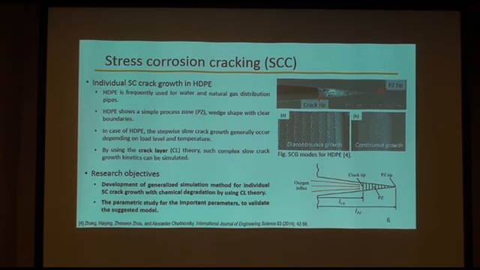And in case of high-density polyethylene, there are several slow crack growth modes, such as discontinuous or continuous mode, depending on the load level and temperature. And such a complex slow crack growth kinetics can be simulated by using the crack layer theory. So the research objectives are the development of a generalized simulation method for individual stress corrosion crack growth with chemical degradation by using crack layer theory, and parametric study for the important parameters to validate the suggested model.